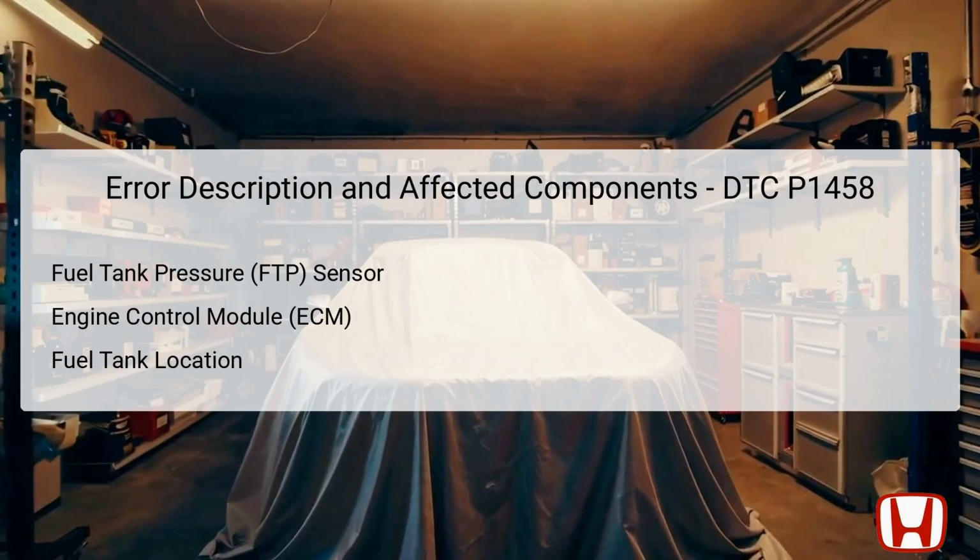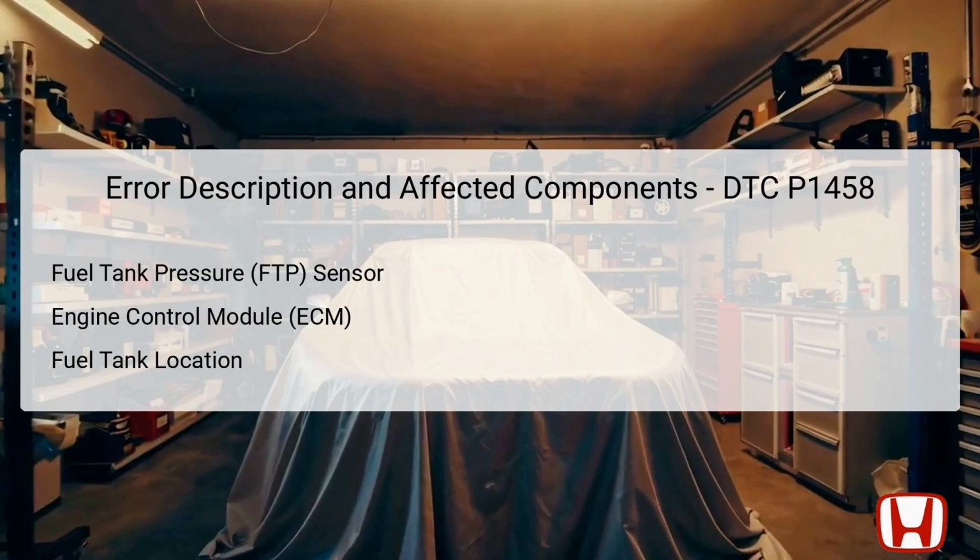The primary component affected by DTC P1458 is the fuel tank pressure FTP sensor. This sensor is designed to detect changes in the fuel tank's pressure and sends this critical data to the Engine Control Module, ECM. Located either on or integrated into the fuel tank assembly, the sensor is vital for monitoring emissions and ensuring the vehicle's fuel system operates within specified parameters.